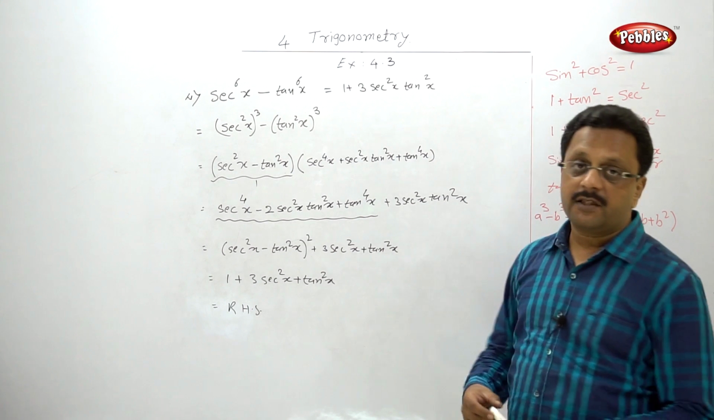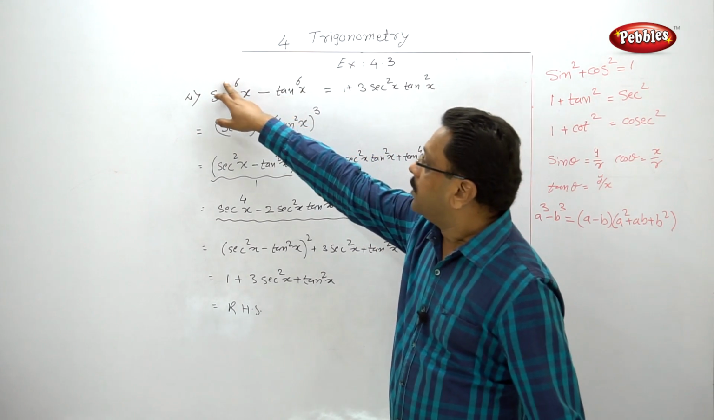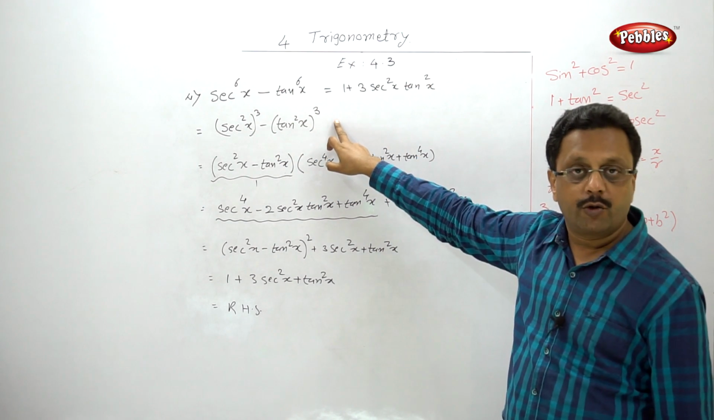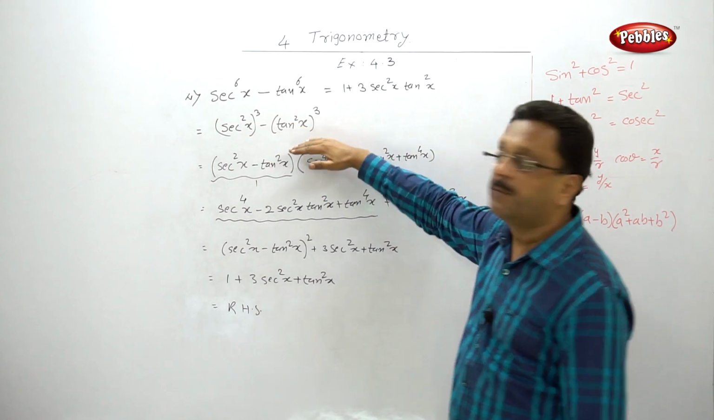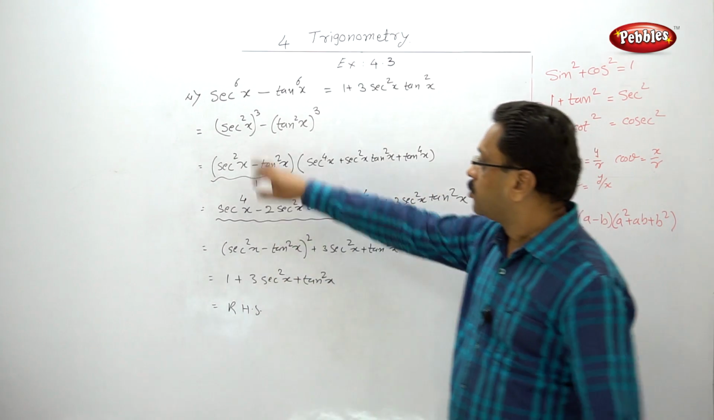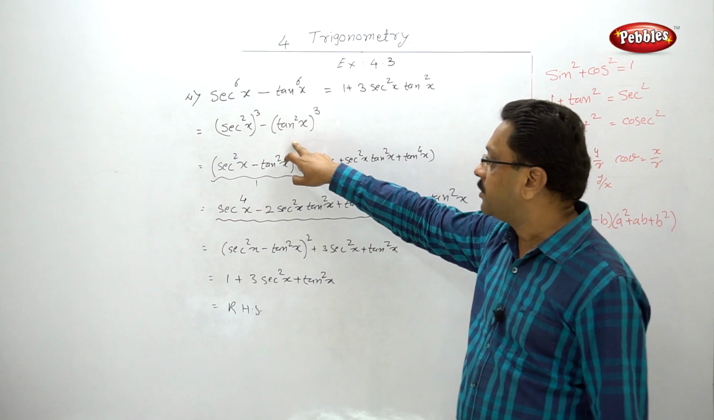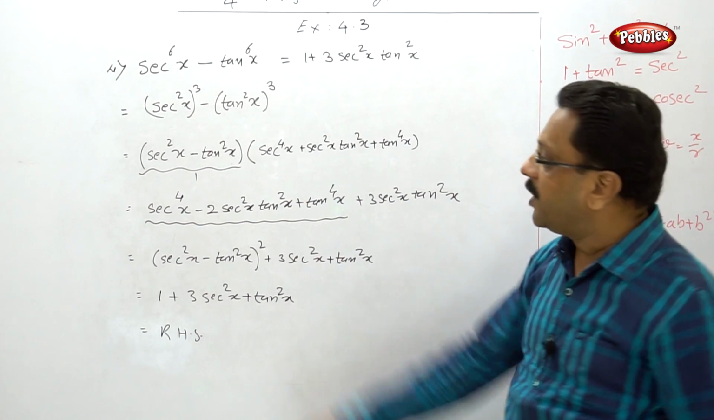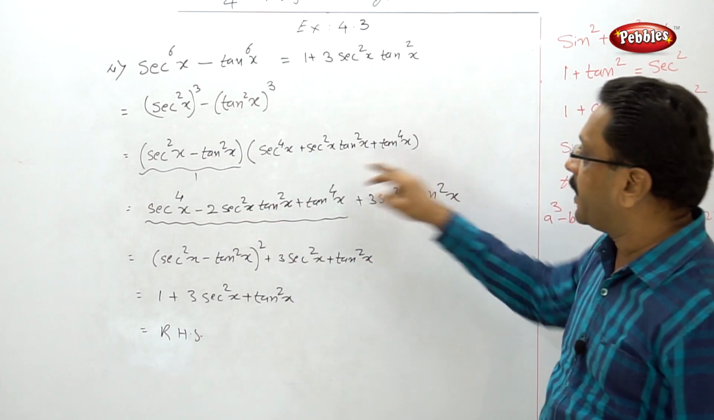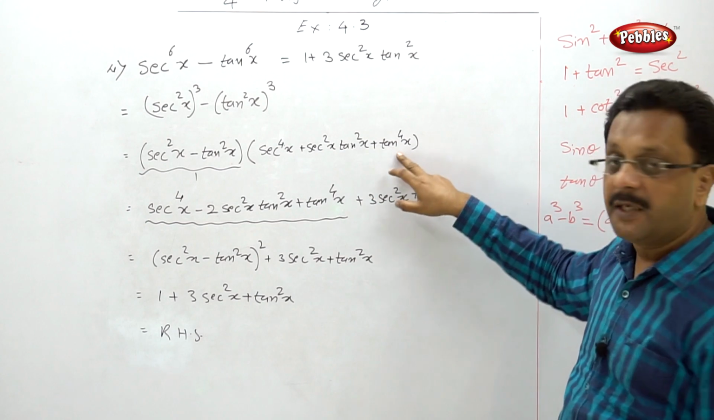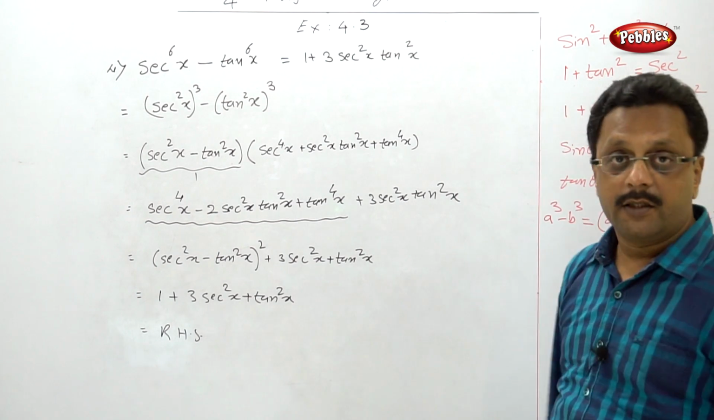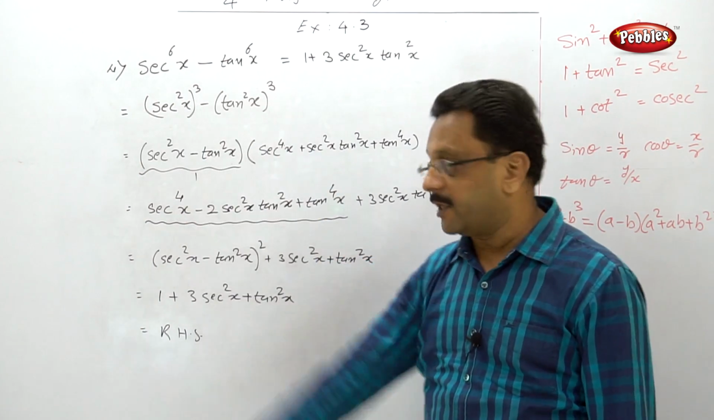So in this case, again I am explaining to you, sec raised to 6 is nothing but sec square bracket raised to cube. Now this is nothing but a cube minus b cube. What we have written here, a cube minus b cube is a minus b, a square plus ab plus b square. So we have these two ratios. So now we have a cube minus b cube, and we have written a minus b into bracket a square plus ab plus b square. But by identity we have sec square minus tan square is equal to 1. So this bracket eliminates.